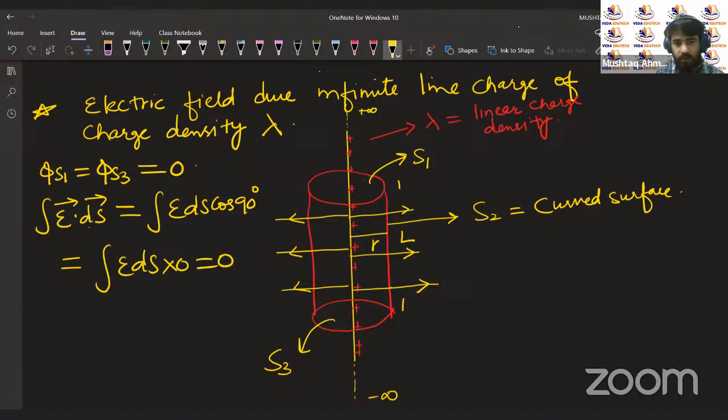It means that if this is our ds area, right? This ds area will be directed in this direction, n cap, and our electric field is directed perpendicular to this surface, right? Perpendicular to this unit vector. We can say that the angle between this n cap and the electric field vector is equal to 90 degree, or we can say that there will be no electric flux, no electric field lines passing through S1 and S3. So the whole flux because of this infinite line charge density will be passing through the curved surface area, right?